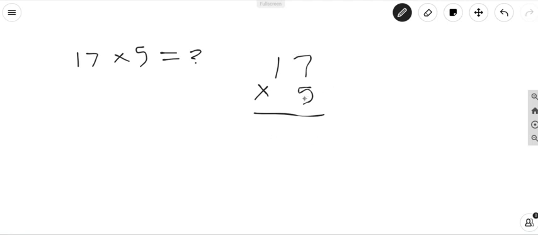So your parents might say, okay, we do 5 times 7, just 35. So I'll put my 5 here and carry my 3. And then 5 times 1 is 5, plus 3 more is 8. So I get 85, which is great. And we just found the answer, but we don't really understand where that came from. So what we're going to do today is show you where that answer is coming from.